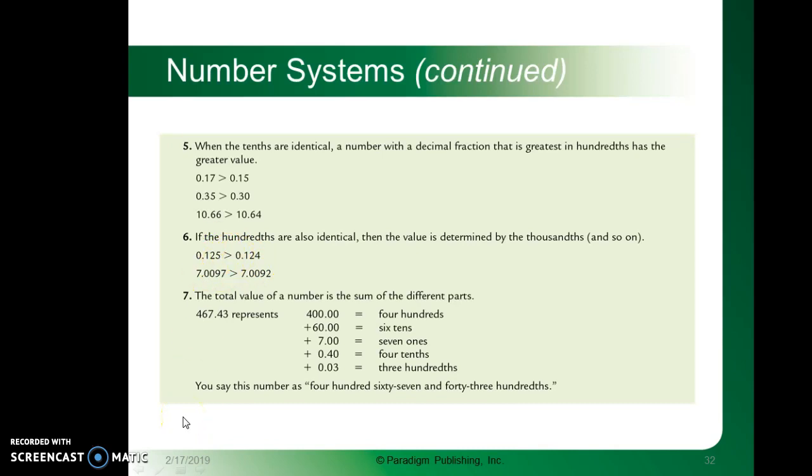The total value of a number is the sum of the different parts. So 467.43 represents 400, the 6 represents 6 tens, 7 represents 7 ones, 4 represents 4 tenths, and the 3 place represents 3 hundredths. To say this number in words: 467, and, with "and" being the decimal point, 43 hundredths would be your representation in letters.